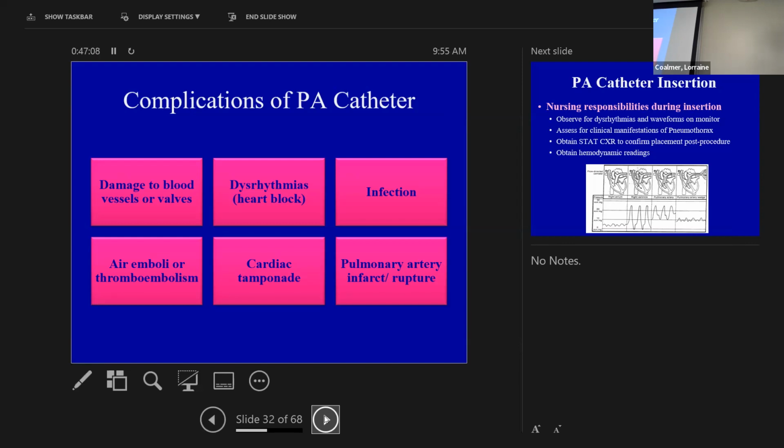Pulmonary artery infarct or rupture, and I have not seen tamponade from this one, but okay, maybe they ruptured the wall of the atrial ventricle or whatever. But the pulmonary artery infarct or rupture balloon.